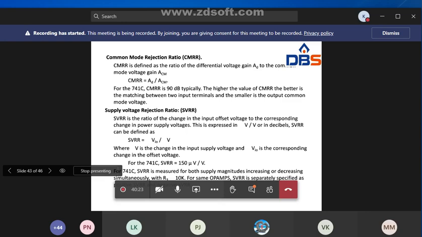The typical value of SVRR is 150 microvolts per volt.